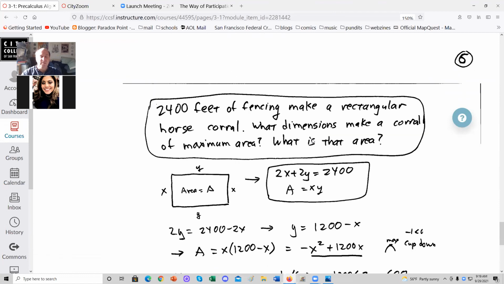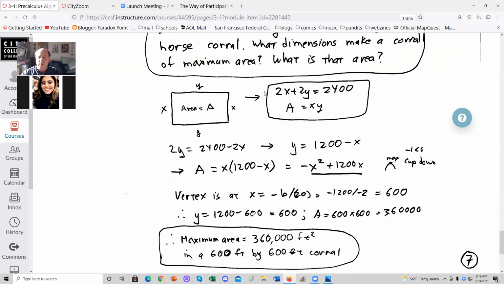Here we have some more interesting actual model. We have 2,400 feet of fencing to make a rectangular horse corral with dimensions x by y. What dimensions make a corral of maximum area, and what is that area? So we have a rectangle, dimensions x by y, area equals A. Twice x plus twice y equals 2,400, and A is x times y.